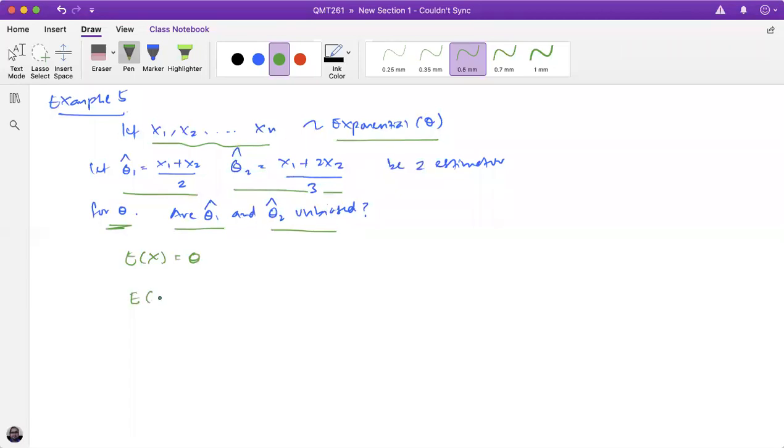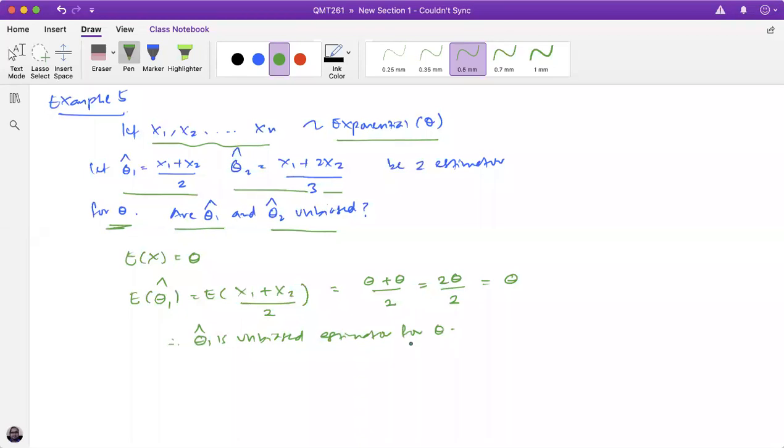So now we take expected value of theta 1 hat. It should be expected value of x1 plus x2 divided by 2. So this one should be theta plus theta divided by 2, which is 2 theta divided by 2, which is theta. So we can say that theta 1 hat is unbiased estimator for theta. Right. So this is for the first part.